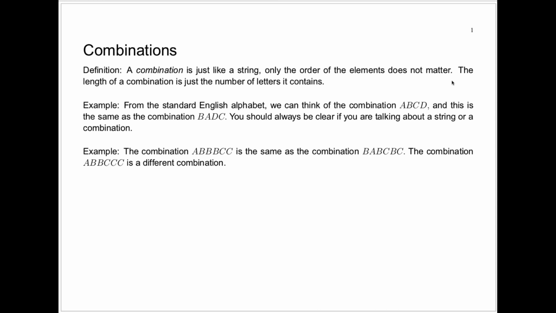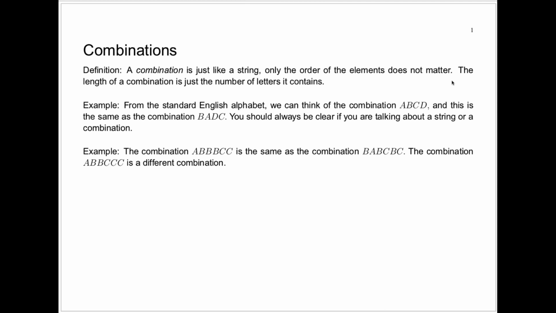Today we're going to start talking about combinations. A combination is just like a string, only the order of the elements doesn't matter. When we talk about a combination, the length of a combination is just the number of letters it contains. I like to think of a combination as like a bag of balls with numbers on them or letters on them.